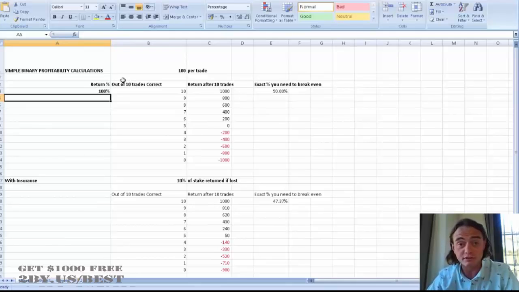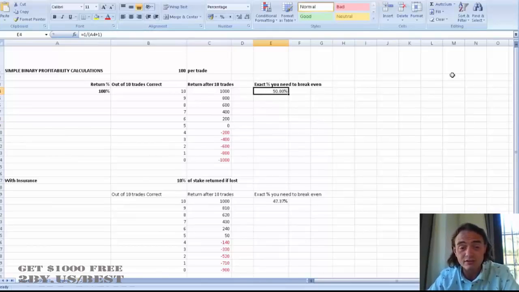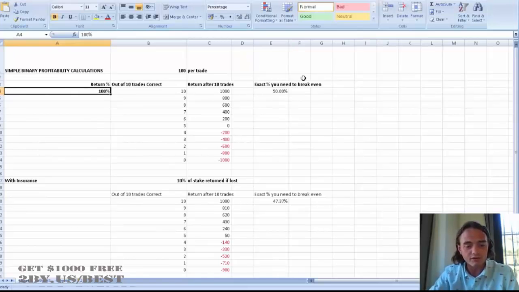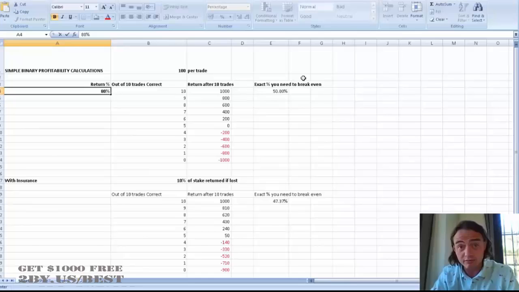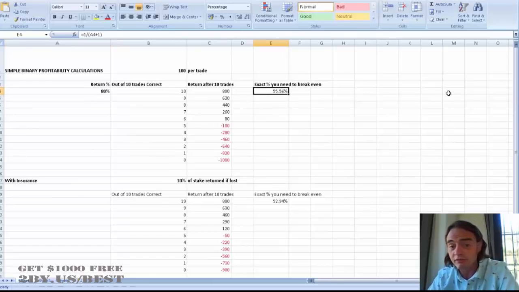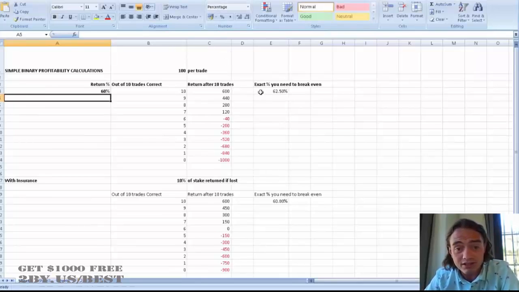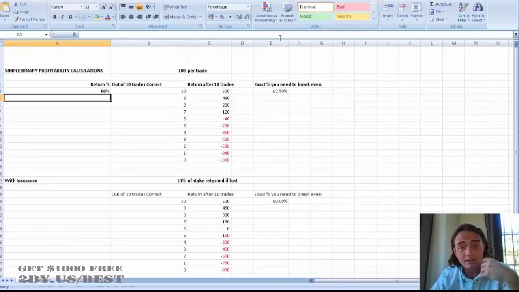Now that doesn't happen, because then the brokers wouldn't ever make any money. But here you can see that you break even with getting 5 out of 10 trades correct. That's the exact percentage of the time you need to break even. If you have a return rate of about 80%, you need to be right 55.5% of the time. Even dropping down to 60%, you need to be right 62.5% of the time. So you need to be just over 6 out of 10 times right just to break even.